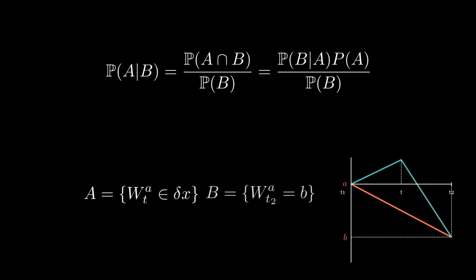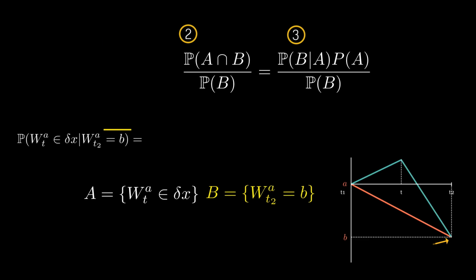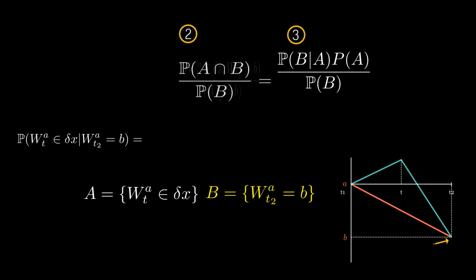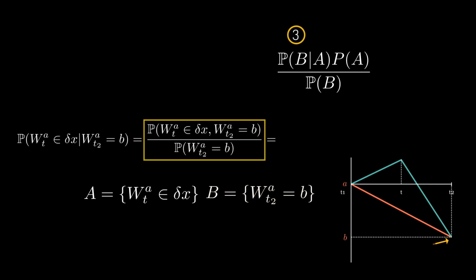We take the event A to be the path being in a small interval dx at time t. And we take the event B to be the path finishing at point B at time t2. Strictly speaking, we should say a small interval around B, since the probability of hitting exactly any point is 0. We are being a bit cavalier about this. The third equation is the one we will calculate. It is much easier for us to calculate B given A, since this follows the natural flow of time.